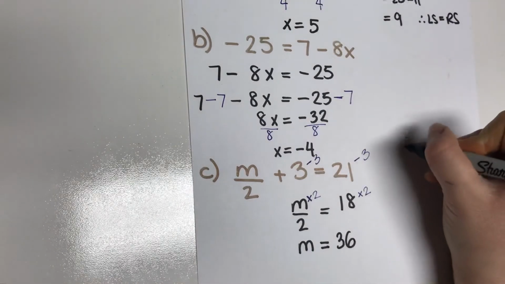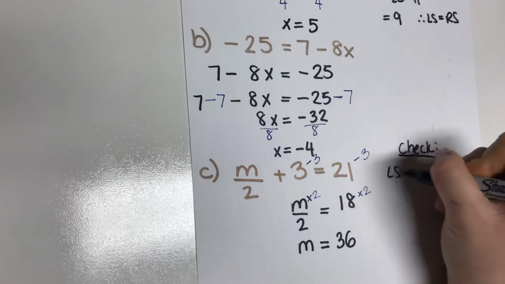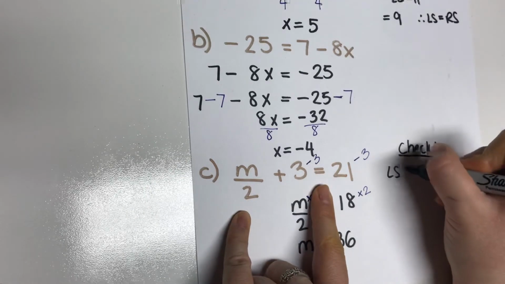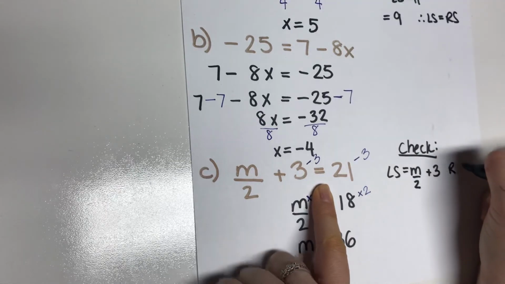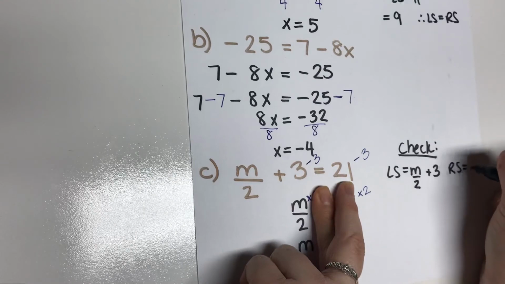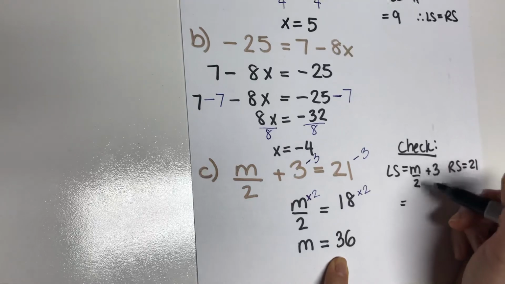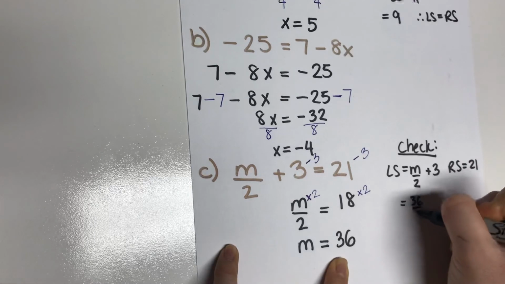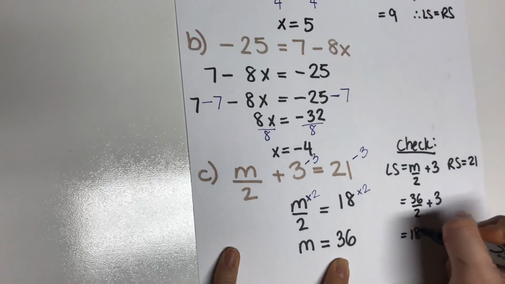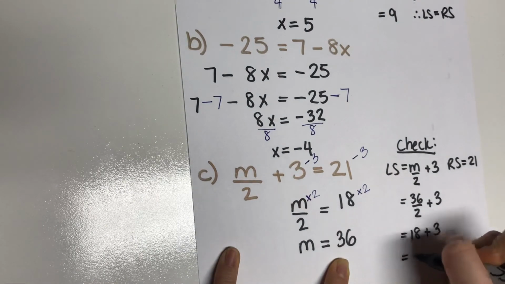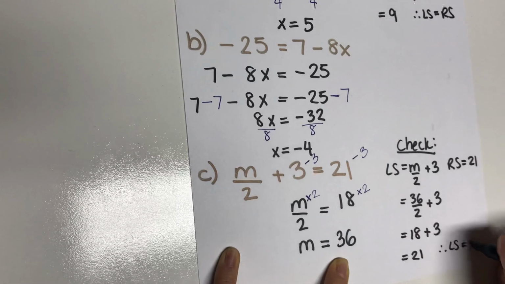If I wanted to check, the left side of this equation is m over 2 plus 3, and the right side of the equation is 21. I'm going to replace the m with the 36 that I just found. So 36 over 2 plus 3. 36 divided by 2 is 18, plus 3 gives me 21, which is the same as this side. So left side is equal to right side.